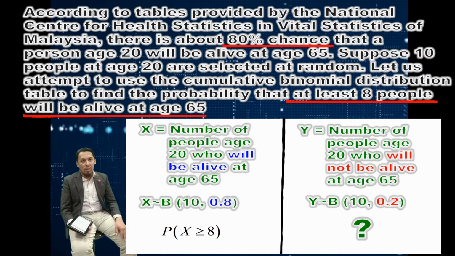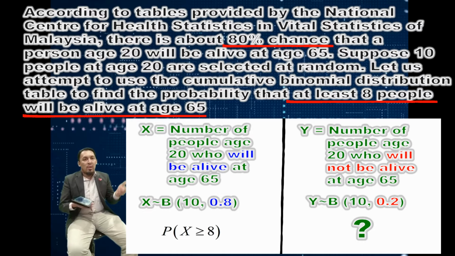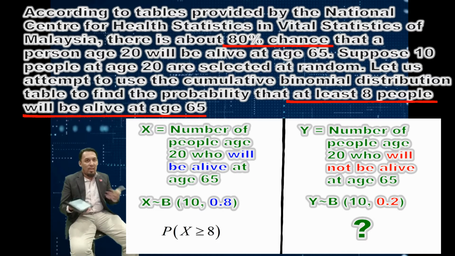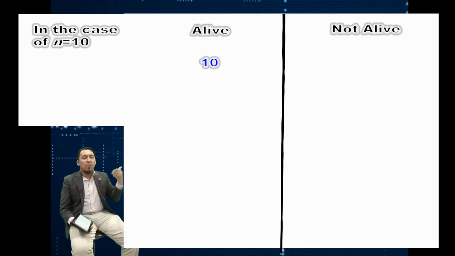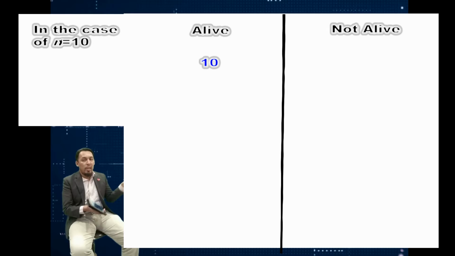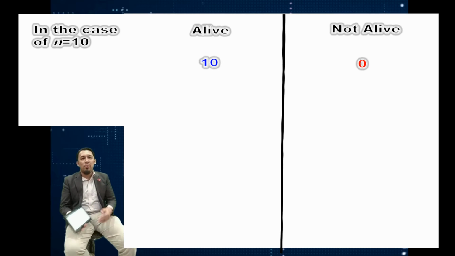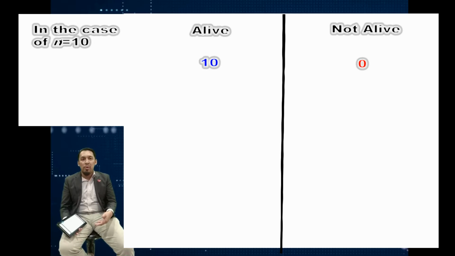That is what you need to figure out. So let's try to do it this way. Let's play if, then. If 10 people are alive, how many people are not alive? For this case, they selected 10 people. So if 10 people are alive, 0 people will not be. There is no one that is not alive, because all of them are alive.